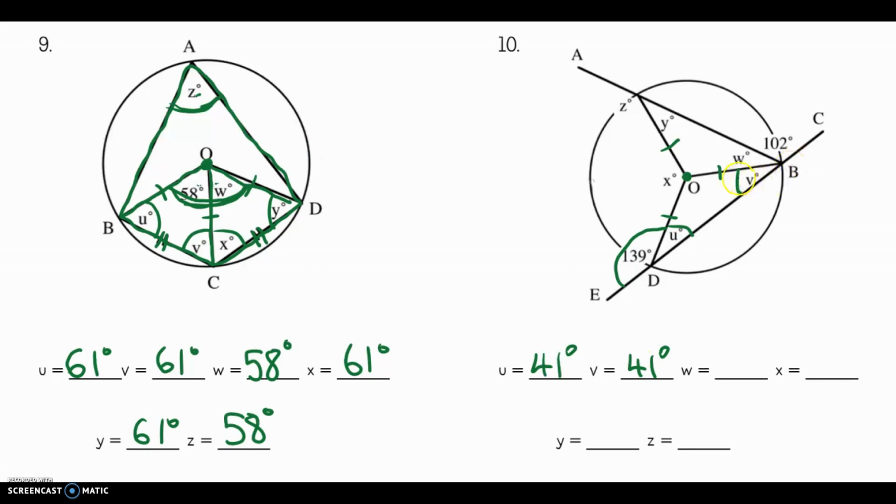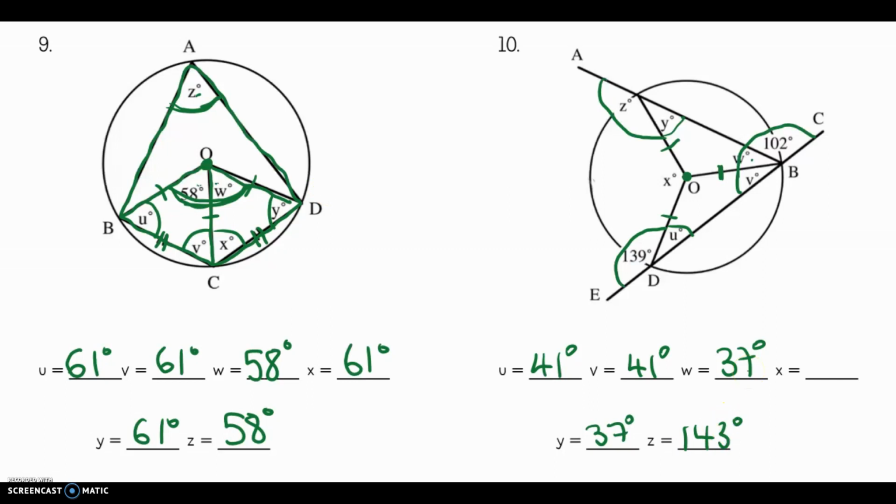And then here I know these three angles all together add up to 180. So 102 plus 41 is 143, and then take that away from 180, we get 37. So W has to be 37. And if these are both radiuses, if W is 37, Y must also be 37. Z must be 180 minus 37. So Z must be 143.